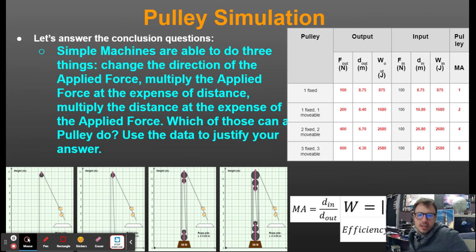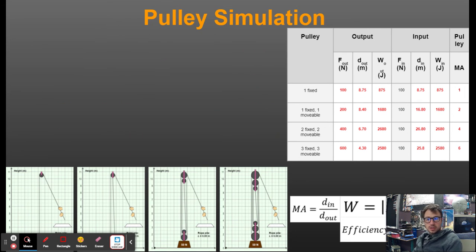If we're looking at this, we can see that if I put in 100 newtons, in most of the cases the mechanical advantage is greater. So it's going to multiply that force at the expense of distance. However, a pulley does something else, though. If you notice in all those pictures, a pulley is able to change the direction of that force. In all those examples, that input force is being pulled down, but the object moves up. So a pulley can do those two different things.